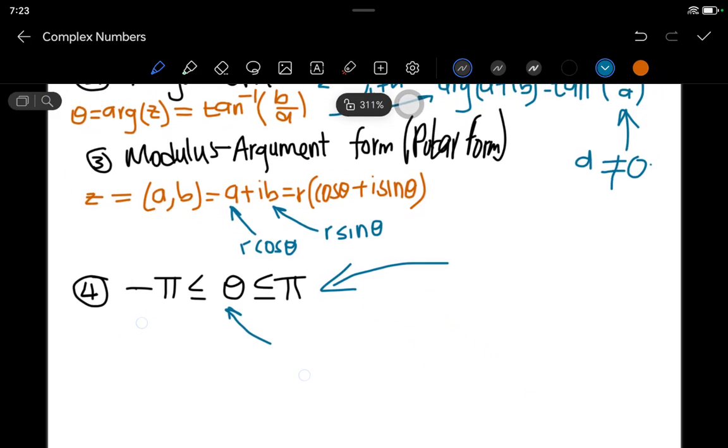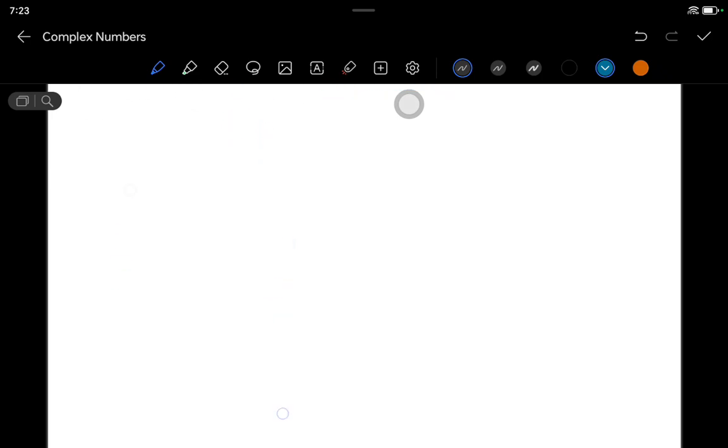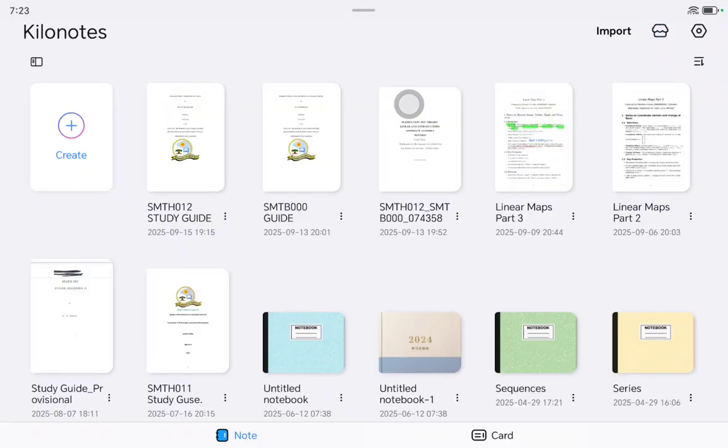We are going to say, I think now we just need to go back to this slide. Then we look at the questions that we have. Then we find the argument and the modulus. Then we put it in the polar form.